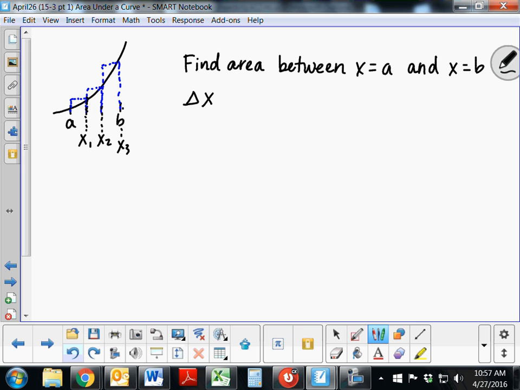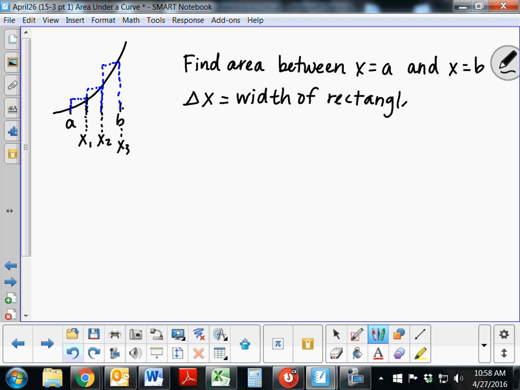We're going to divide them so that each of those delta x's, or the change from side to side, is the same amount. So delta x just stands for literally how wide is your rectangle. You need the width of your rectangle for the area.